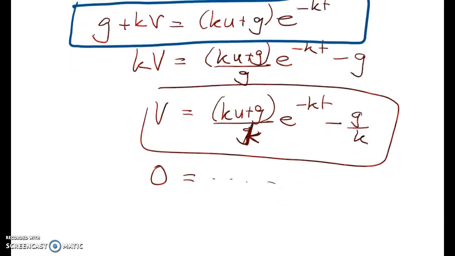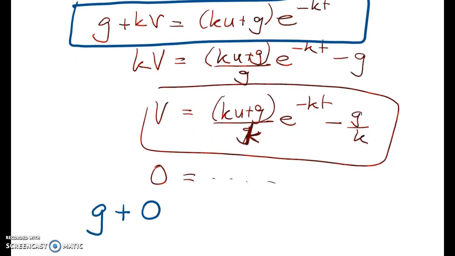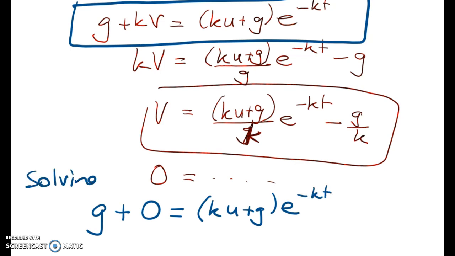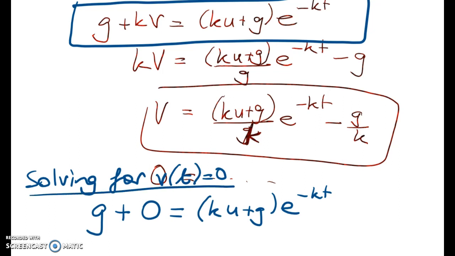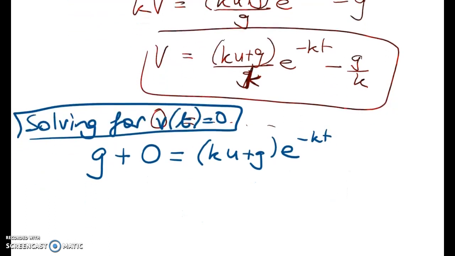v equals 0. So I'll have g plus 0 is equal to ku plus g, e to the negative kt. Right, so solving for v of t equals 0. That's what we're doing here. g over ku plus g is equal to e to the negative kt.